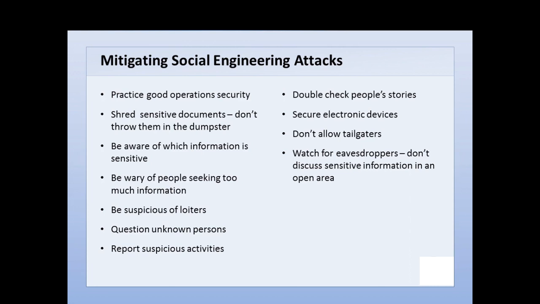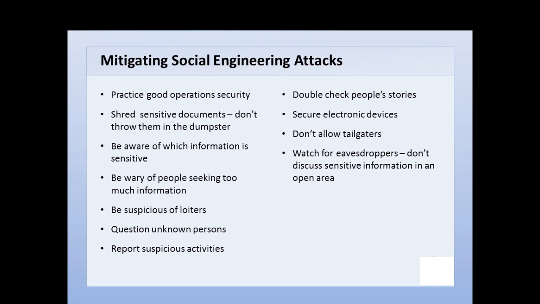Be aware of which information is sensitive in the company and, again, which isn't. Be aware of people who seek too much information, whether it be at the company or in a social setting, a bar downtown, a basketball game, whatever. Be suspicious of loiterers, anyone who's hanging around in areas where they normally shouldn't be. Your employees should also question unknown persons. If they don't know who the person is, it's okay to ask what they're doing there in a friendly manner and help direct them to the person they need, or go get that person to come and escort them.